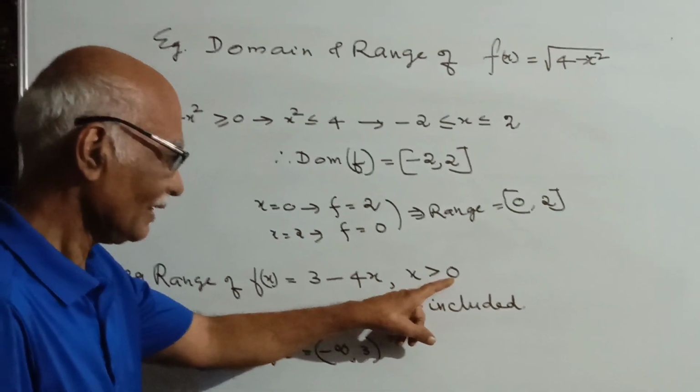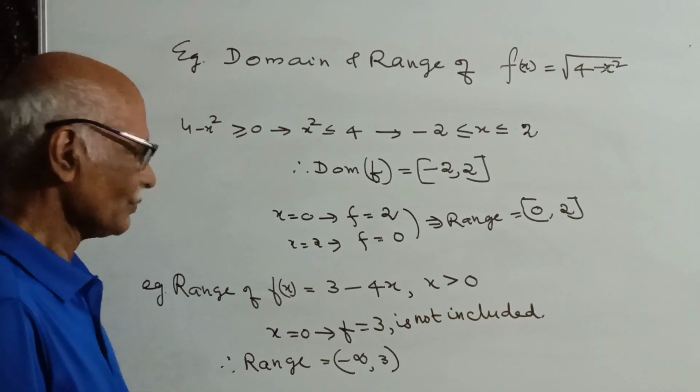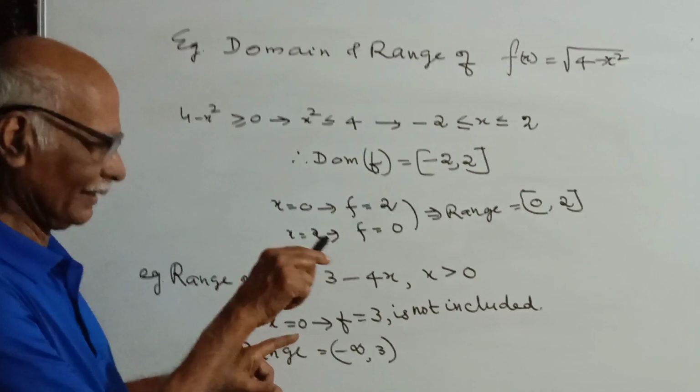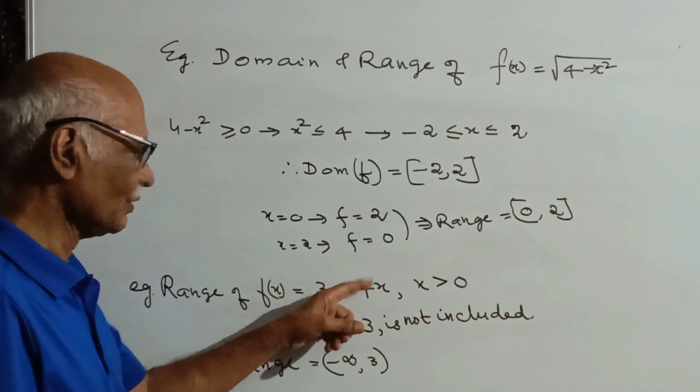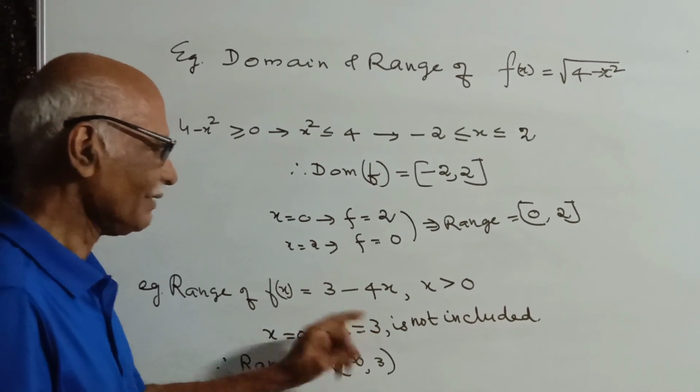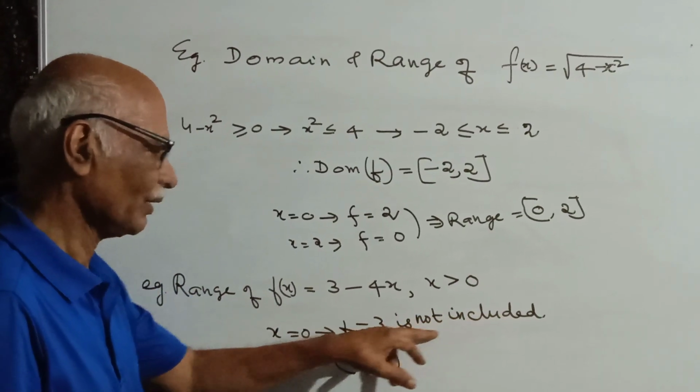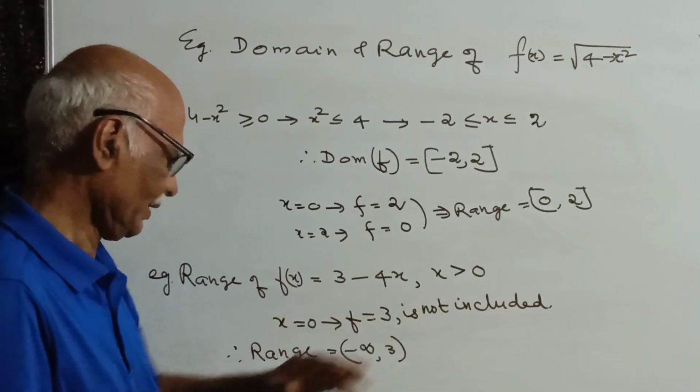Now, another example, range of f(x) equals 3 minus 4x, where x is greater than 0. So x equal to 0 is not there. If you take x equal to 0, f is 3. But 3 is not included. Important, 3 is not included.